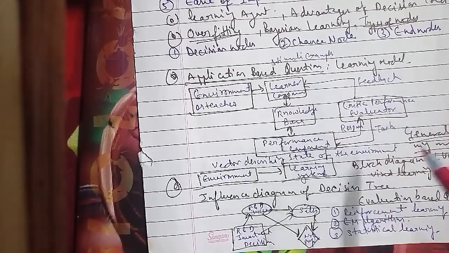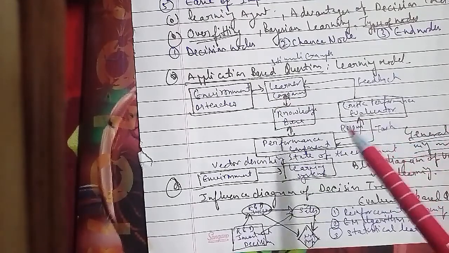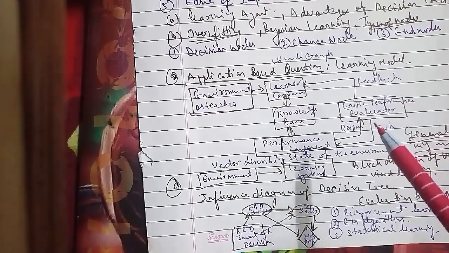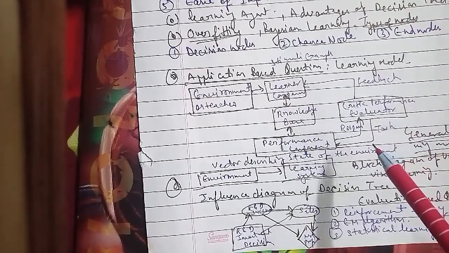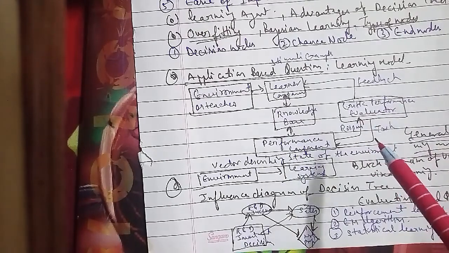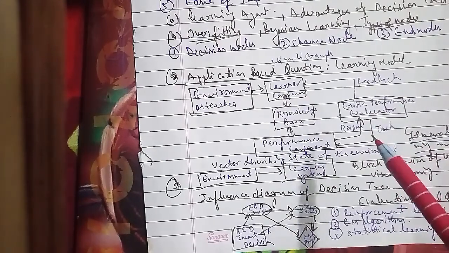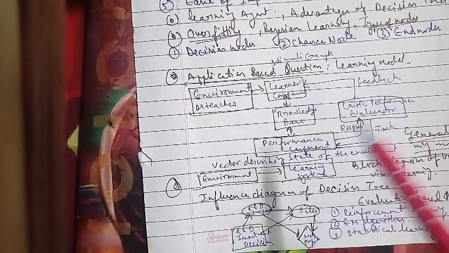Another question is: list out the performance measures for learning. That has been asked in 17, 18. The performance measures for learning are generality, efficiency, robustness, efficacy, and ease of implementation.